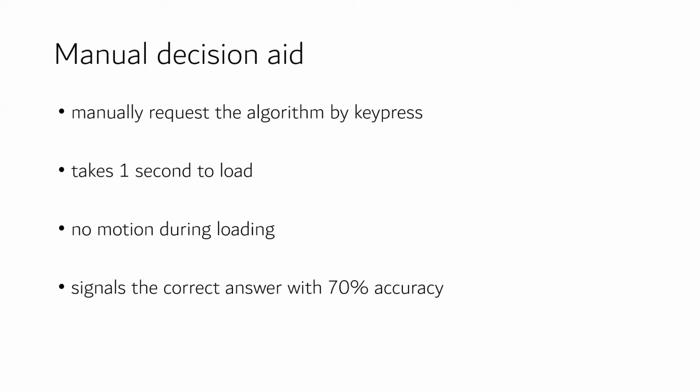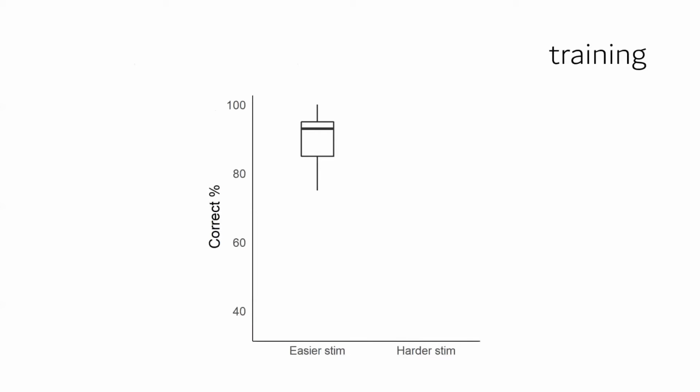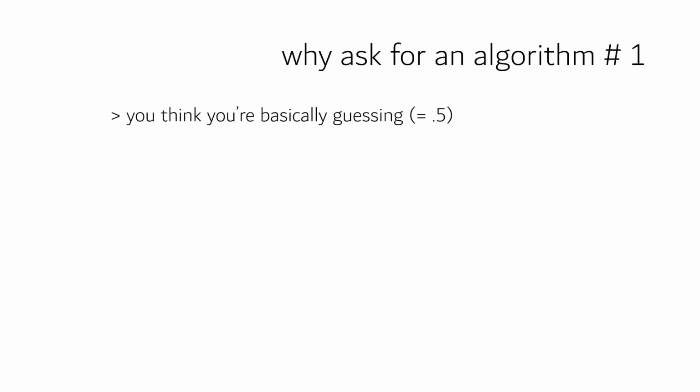We've chosen this 70% figure because it bisects the levels of performance on easier and harder stimuli in our task. So as you can see in training, participants typically perform quite well at the easier task, but then struggle a bit with the harder version. And so we put the algorithm at 70% so that participants can decide when and if they want to consult it.